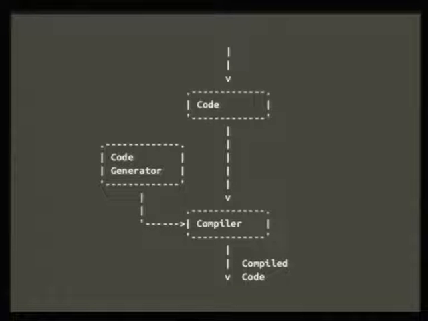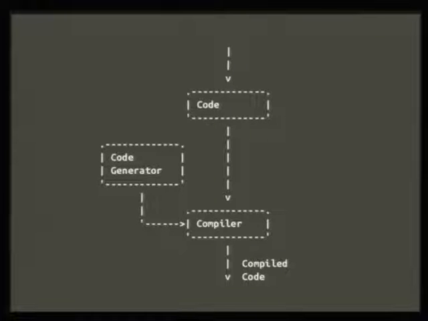This is how typically code generation works. You stuff some code to the compiler. Code generator will stuff some other code to the compiler. You get some compiled code at the output.